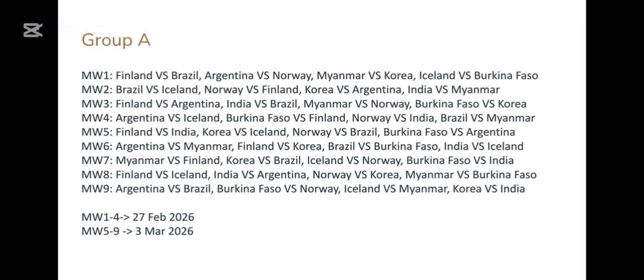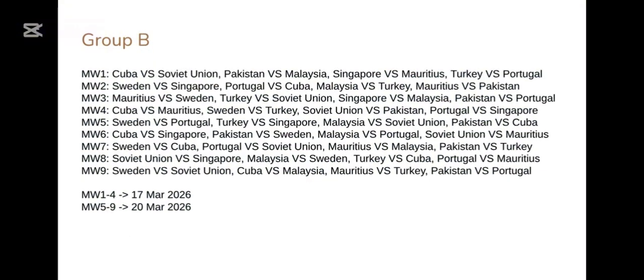Match week 8, Finland versus Iceland, India versus Argentina. Oh, yeah, okay, I was explaining that. I couldn't finish, but you all get the point.